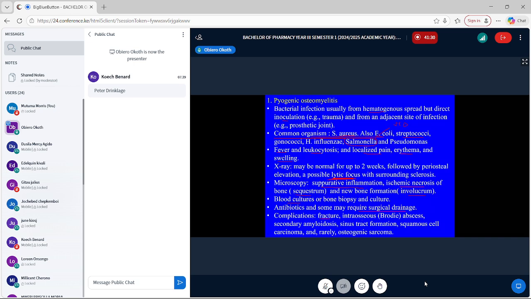Complications: they can form a fracture. Yes, they normally fracture. This can go intraosseous, meaning this can go deep inside the bone. It gets localized inside the bone. That's normally what we call a Brodie's abscess. And because of this, the bone especially can develop excess amyloid protein formation. That's normally what we call amyloidosis.